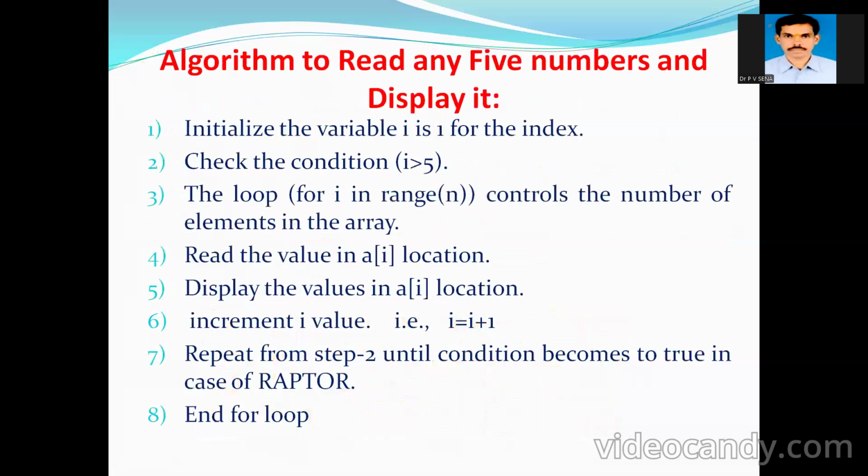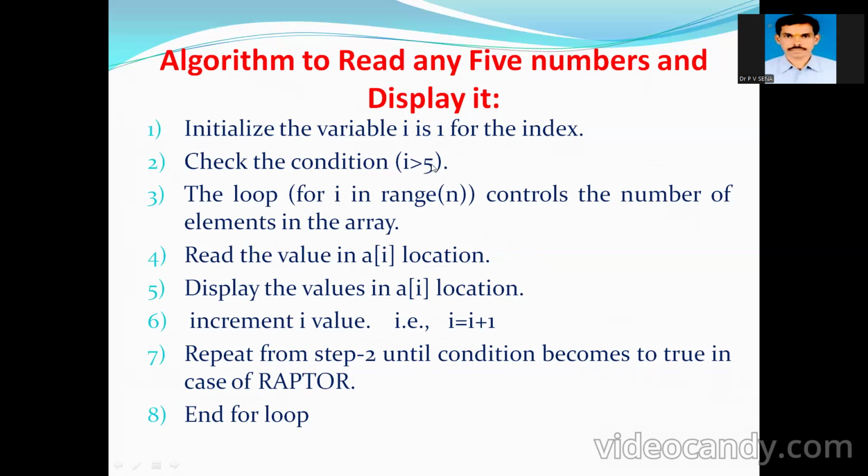Now we need to develop the algorithm to read any 5 numbers and display them. Initialize the variable I to 1 for the index. Why not 0? Here the index starts with 1 only in Raptor. So I is a variable initialized to 1. I need to read any 5 values, so the condition becomes I greater than 5. Since 1 is not greater than 5, this condition is false.